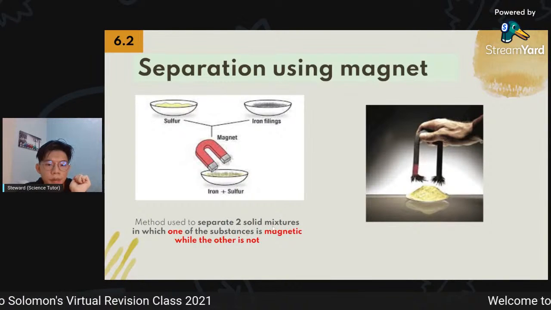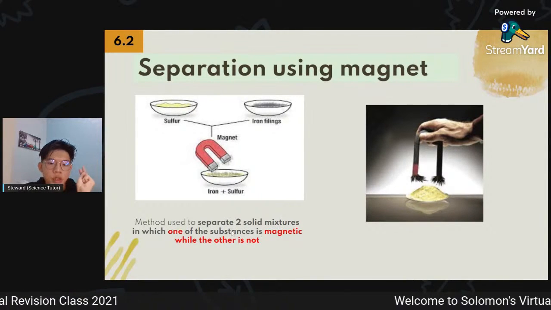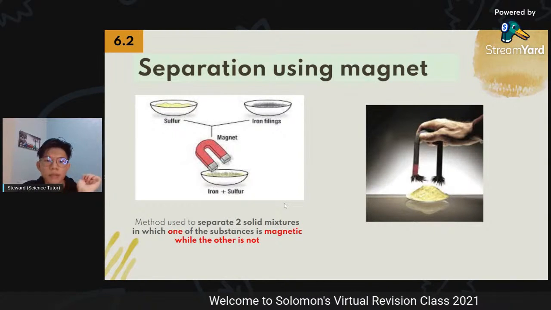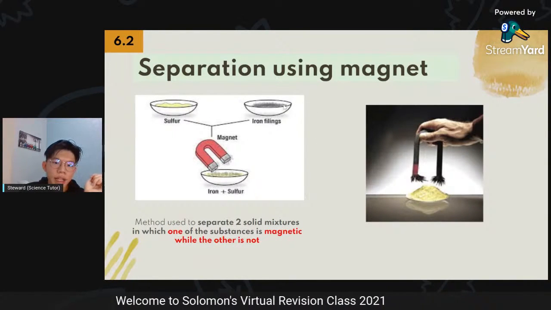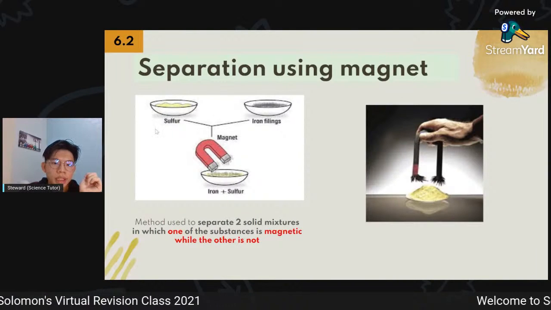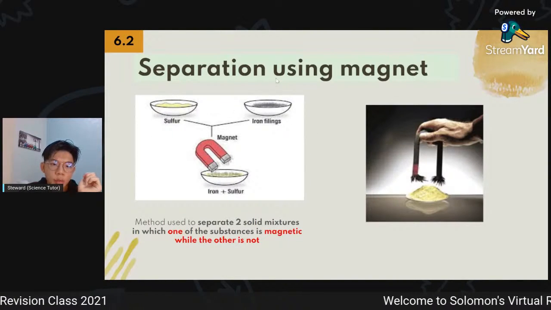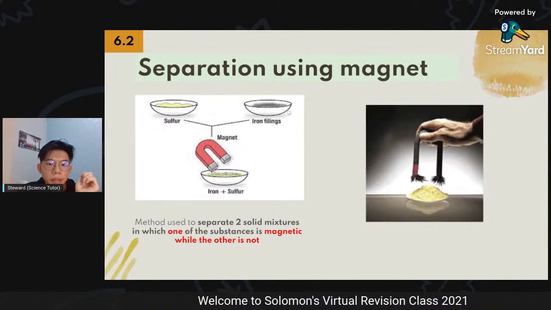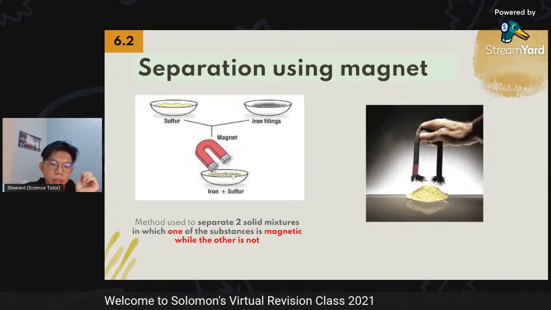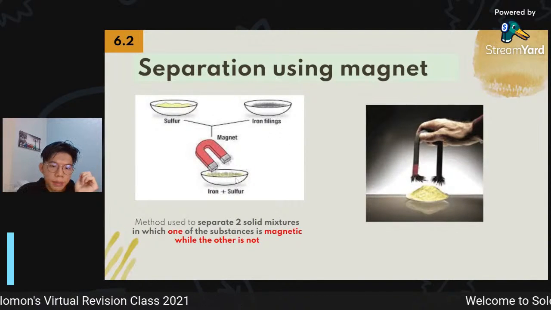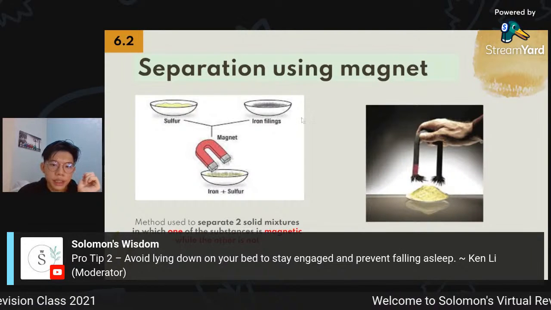Which is used to separate two solid mixture in which one substance is magnetic while the other is not. Okay, contohnya kita ada iron filling kat sini. Lepas tu kita ada sulfur kat sini. So dua benda ni solid, tapi iron ni dia metal. Okay, dia magnetic. So kita boleh guna magnet untuk dapatkan iron filling ni daripada campuran ni.